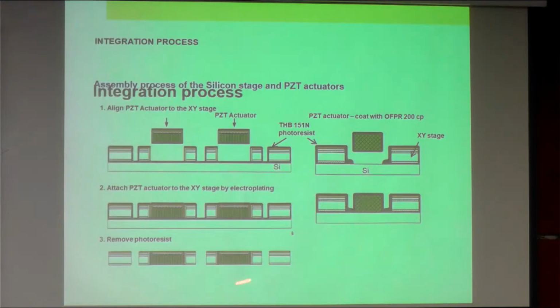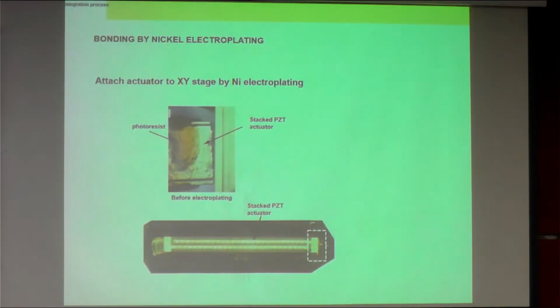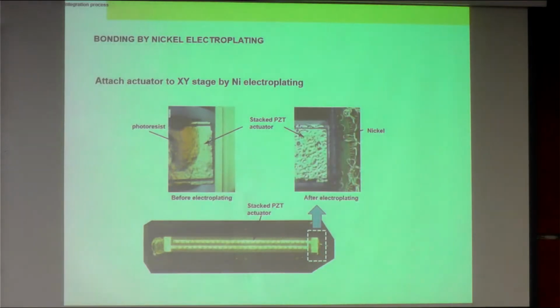So this is a piezoelectric actuator attached to this microstage in this manner. Then remove the photoresist, and it's attached. So this is what happened. With the piezoelectric actuator at the XY stage, we do nickel electroplating here in order to connect the electrical circuit of the piezoelectric actuator as well as the stage. So this is a stack actuator, and this is the nickel that is electroplated as a bonding material with the stack actuator.